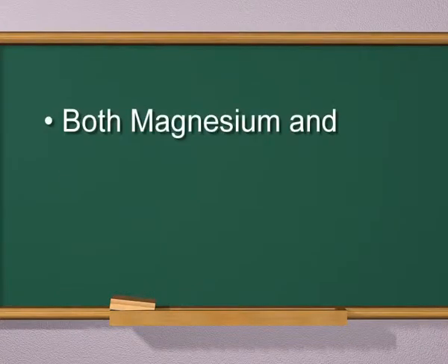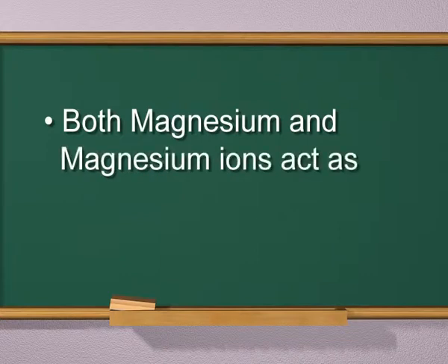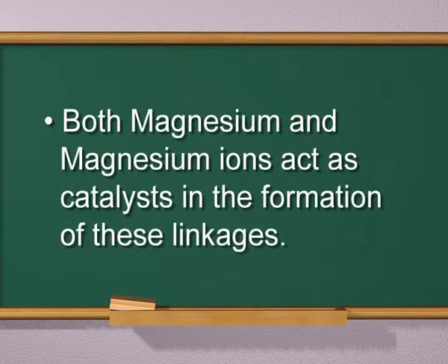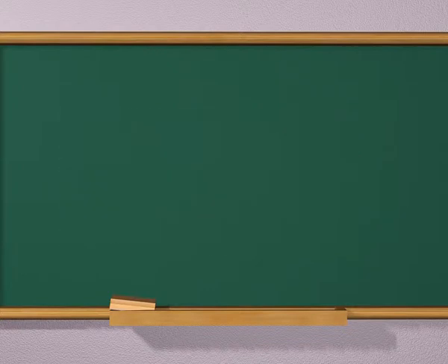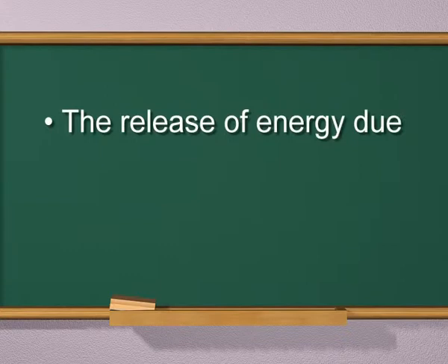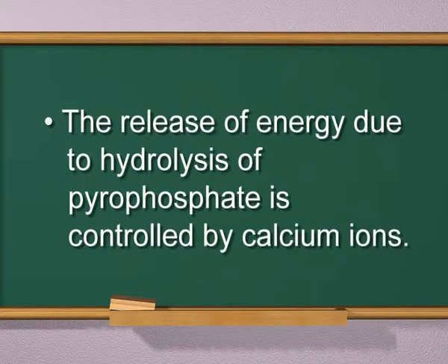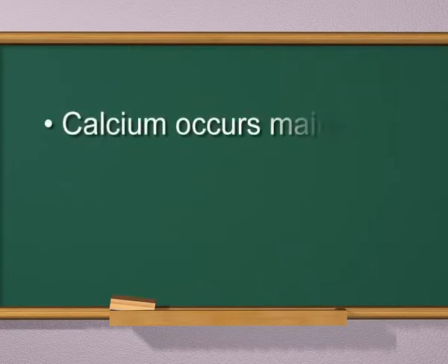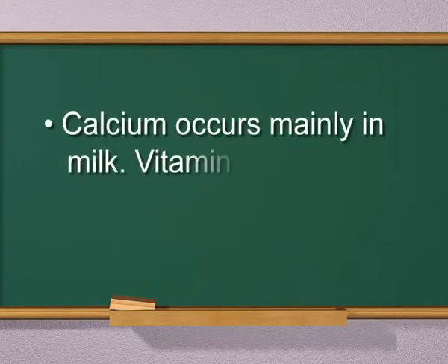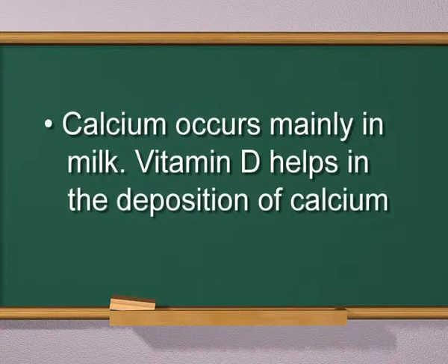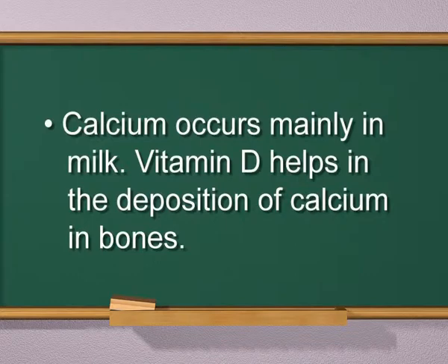They also play an important role in muscle contraction. Both magnesium and calcium ions act as catalysts in the formation of these linkages. The release of energy due to hydrolysis of pyrophosphate is controlled by calcium ions. Calcium occurs mainly in milk. Vitamin D helps in the deposition of calcium in bones.